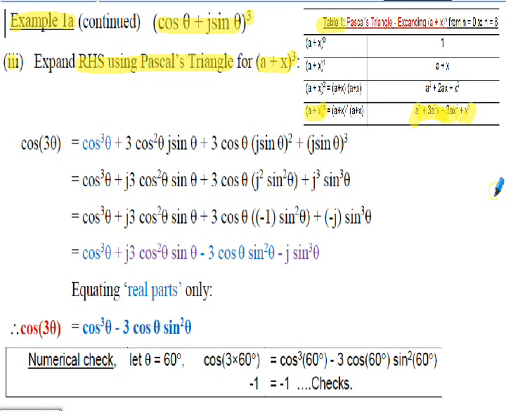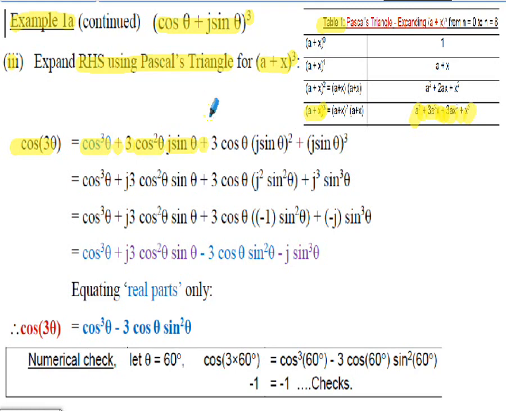So if we apply that now to the cos 3 theta expansion, where we've got cos theta plus j sine theta to the power of 3, then our a term, the first term, is cos theta, so that's cos cubed theta, following our pattern, that's the a cubed term. The second term in the generic expansion is 3 multiplied by a squared multiplied by x. So in this case that will be 3 multiplied by the a term, which is the cos theta term squared, multiplied by the x term, which in our case is the j sine theta term.